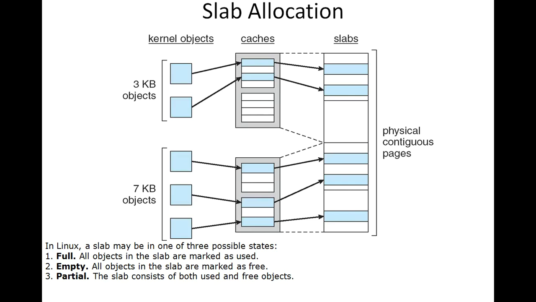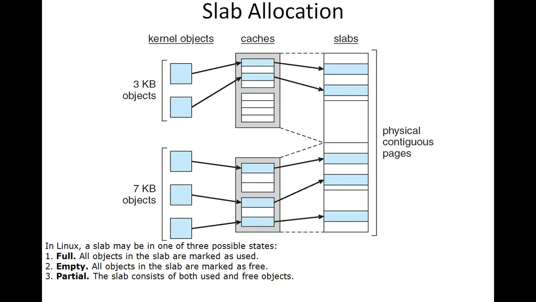instances of the kernel data structure the cache represents. For example, the cache representing semaphores stores instances of semaphore objects, and the cache representing process descriptor stores instances of process descriptor objects, and so on. The relationship among slabs, caches, and objects we can observe in the diagram here.